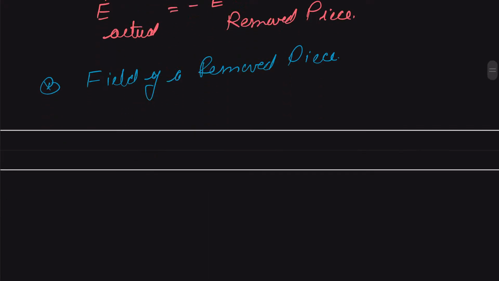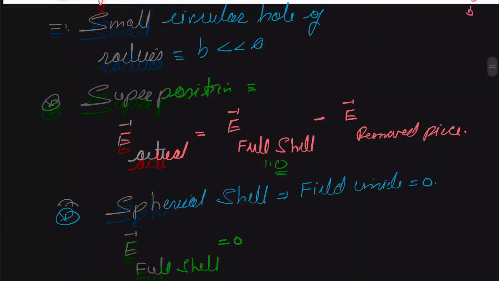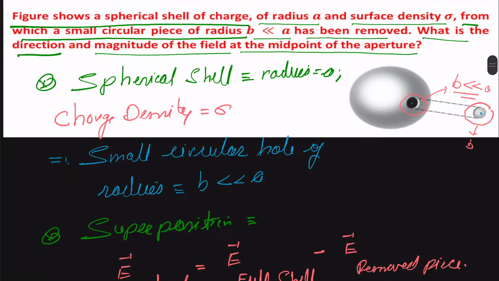And in the case of a removed piece, we are given that B is very much less than A. Basically we have a sphere, and if you remove a small piece from the sphere, that will be partially a sphere also. But the radius of the removed piece is very much smaller than A. Therefore we can treat this removed portion as a uniformly charged disk.